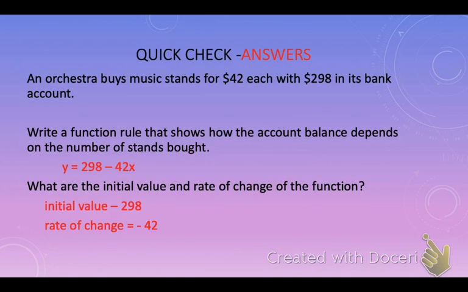Okay, now you're going to correct your answer. So here's your function, right? Write a function rule that shows how the account balance, here's my account balance, depends on the number of stands. So here's what I started with, minus $42 a stand. My initial value was $298, and the rate of change is negative $42. So go ahead and write that in your notebook. If you have a question about it, write down the question on the side of your notebook so we can go over it during class tomorrow.